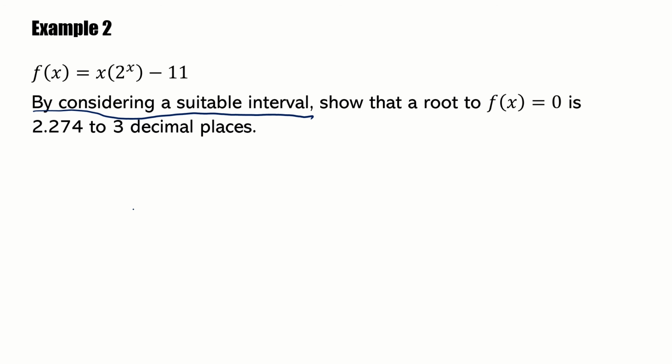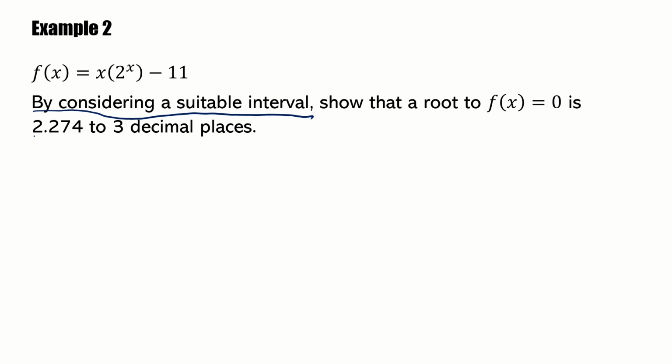But that value for the root is itself going to give us the clue as to what the interval's got to be. What you want to do is choose an interval so that every single number in your interval is guaranteed to round to 2.274. That way, if it lies in the interval, the root must be the number 2.274 rounded to 3 decimal places, which is what the question is asking us to do.